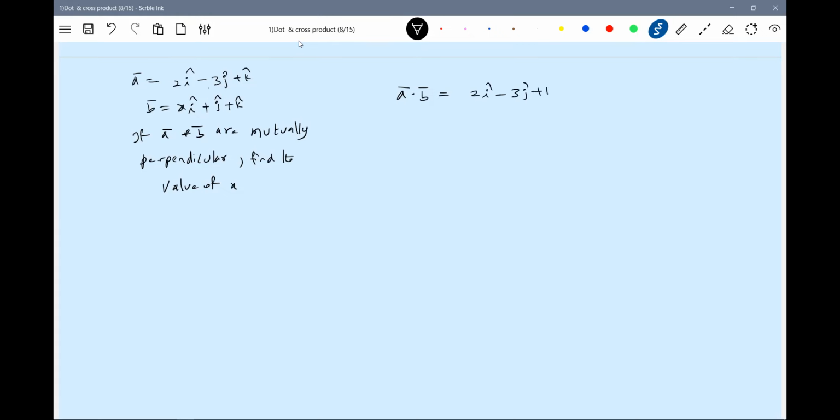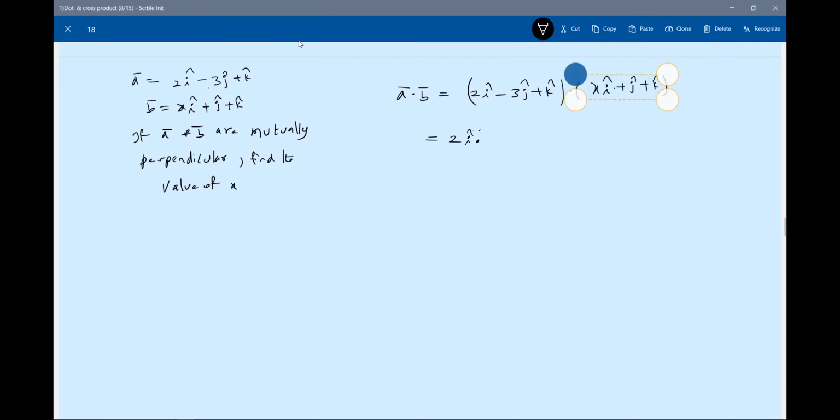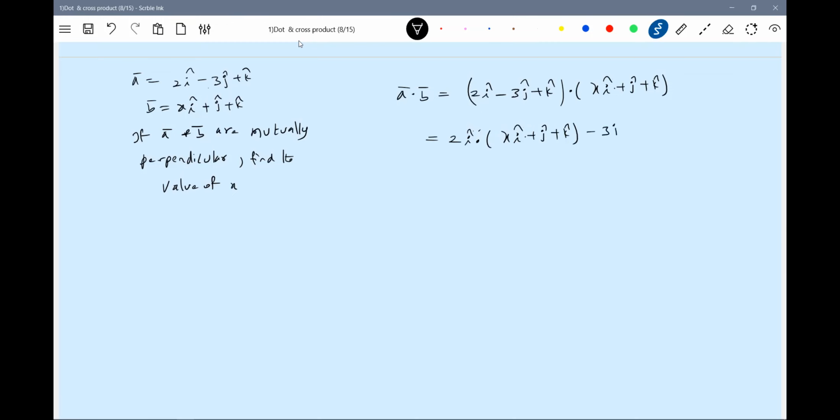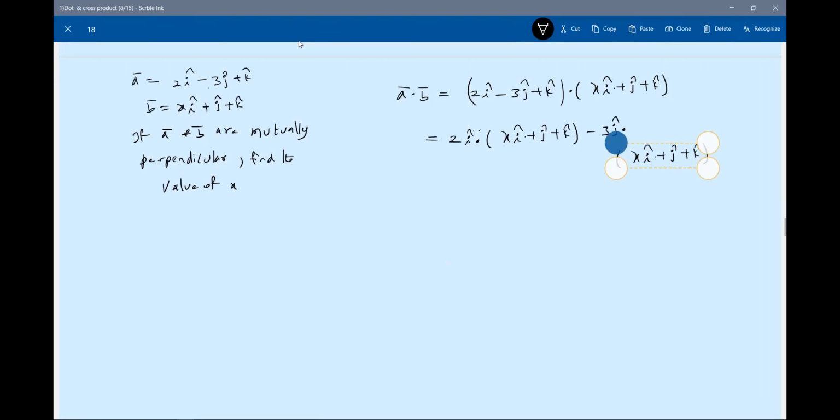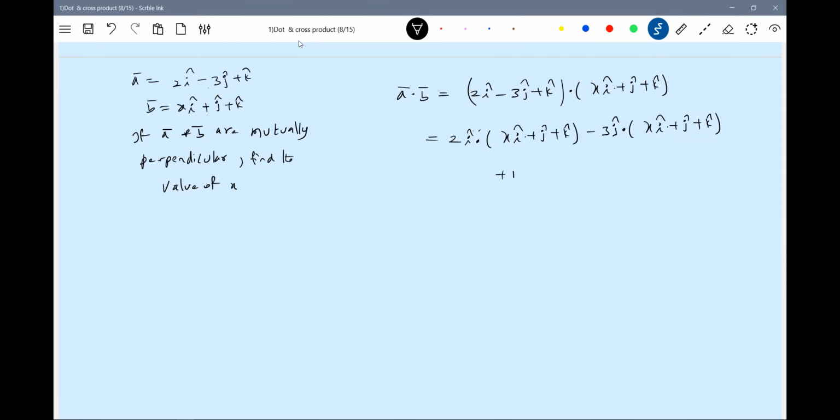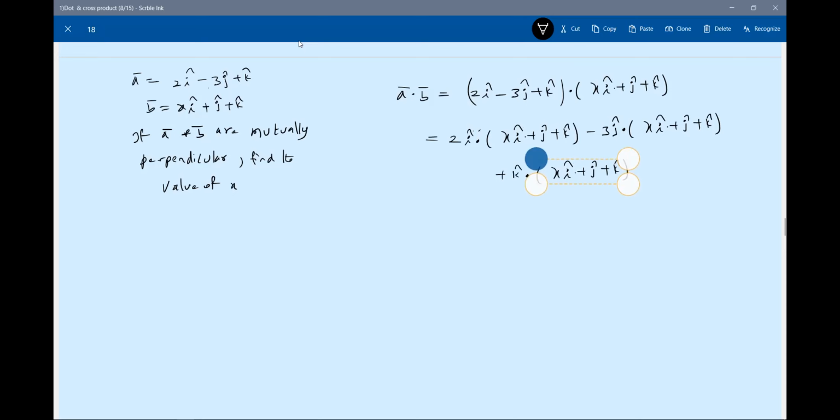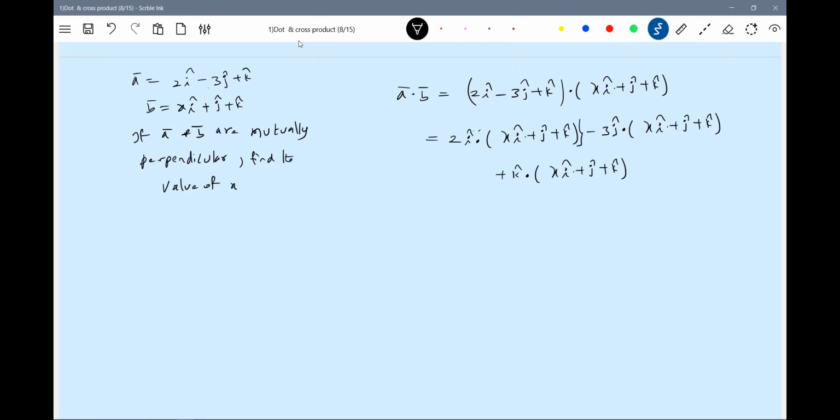A bar dot b bar equals 2i cap minus 3j cap plus k cap, dot xi cap plus j cap plus k cap. We'll take the dot: i dot i will be 1, so 2x. The expansion I'm trying to show is 2 into i dot, minus 3 j cap dot, plus k cap dot. We are going to expand this here, so let me put these things in brackets.